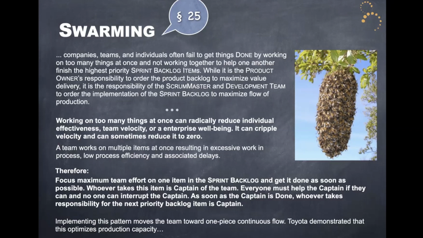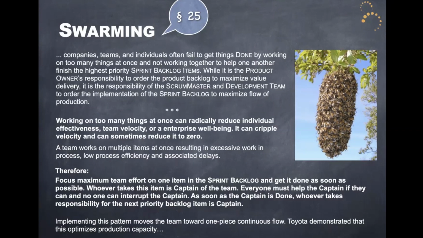And this comes from the Toyota notion of one by one product production. So you're only working on one thing at a time, and you keep working on it until it's in an end user's hands and generating value. That's the ideal.